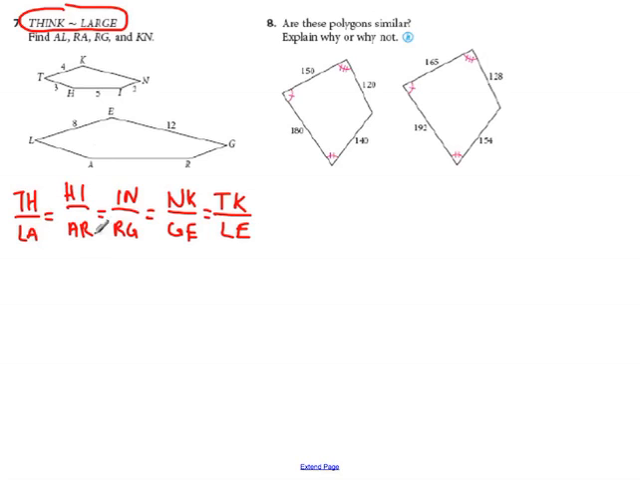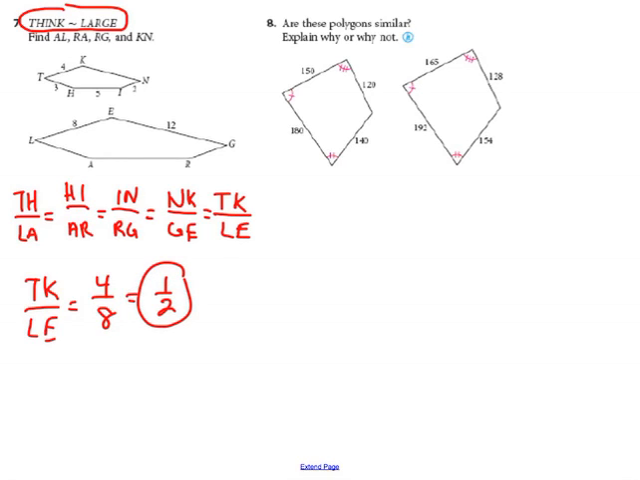Now I pick any of those two that are going to have both the top and the bottom. So what I might do is pick TK, the last one, and LE. Notice that TK right here is a length of 4. LE has a length of 8. That would give me a scale factor when I fully simplify it of 1 to 2.